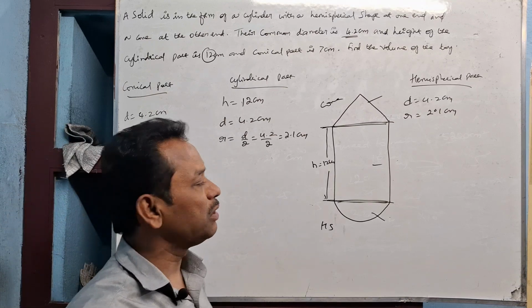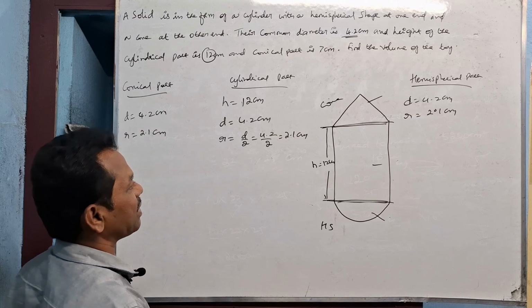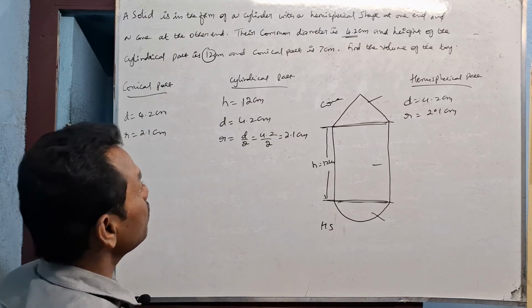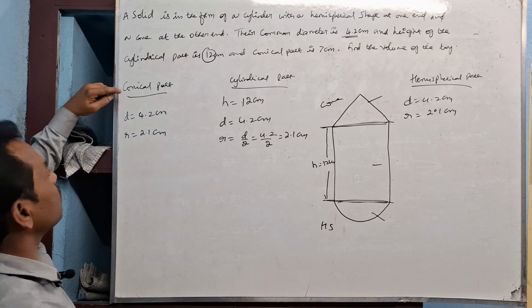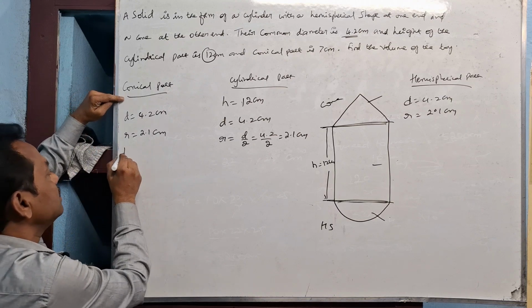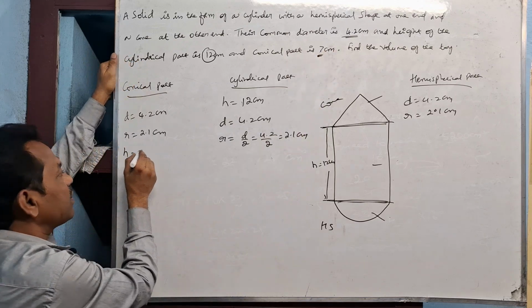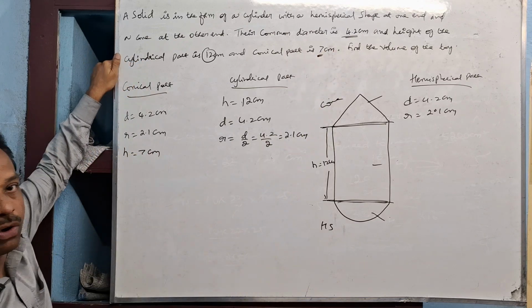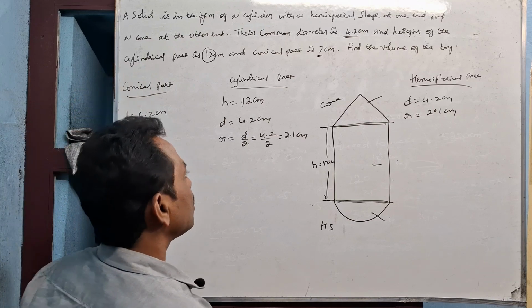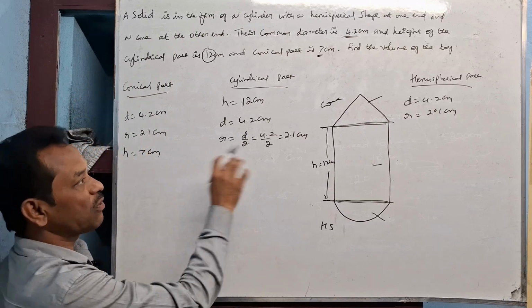Just divide it by 2 to get the radius. Now, for the cone, I want the height. The height of the conical part is given as 7 centimeters, so let me take 7 centimeters. Now let me find each volume separately.